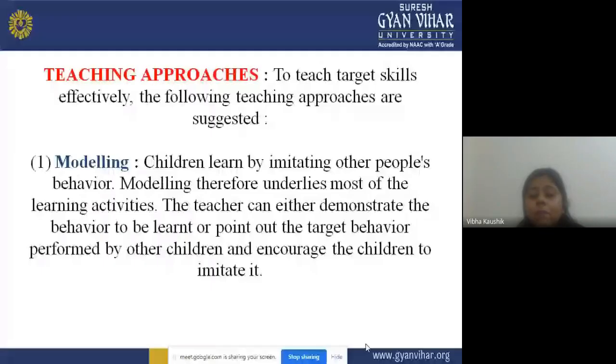The teacher can demonstrate the behavior to be learned, means the teacher can present that this behavior should be performed in that way. Or point out the target behavior performed by other children and encourage the children to imitate it. He can encourage the other children in the present class to imitate the behavior that was done by that particular child.